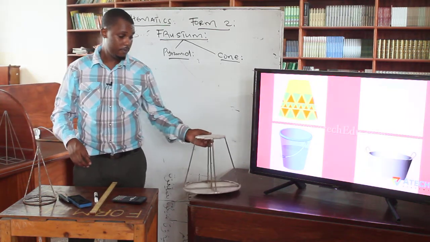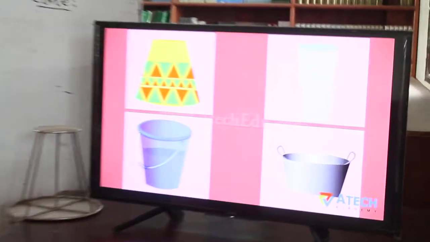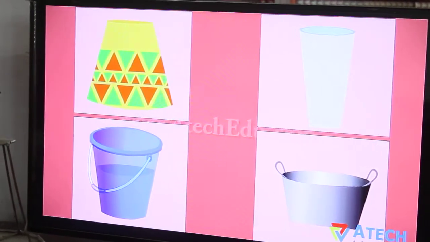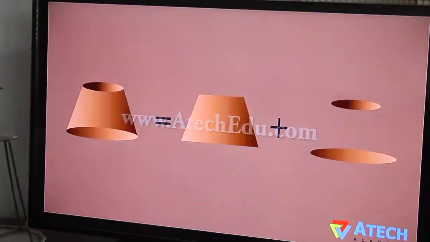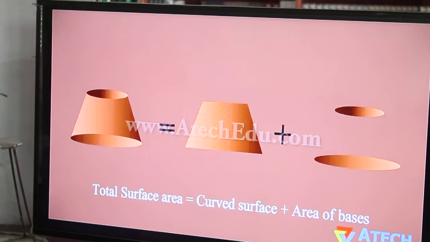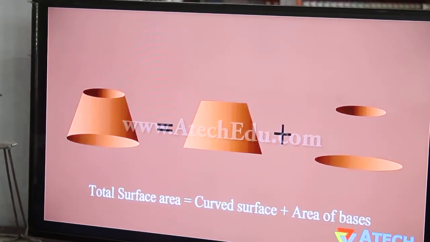We can find many examples in our daily life, like a cap, bucket, glass, and cooking utensils. The total surface area of the frustum of a cone is made up of the curved surface area and the area of the two bases.